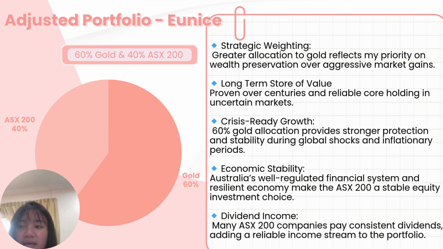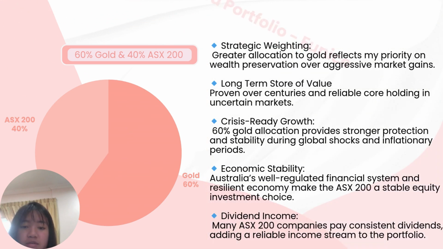Additionally, I've included the ASX 200 in my portfolio. The ASX 200 is a reflection of Australia's stable financial system and resilient economy, which offers security and predictability. Its diversified nature is an important aspect for risk management, crucial for long-term growth. Many companies within the ASX 200 also pay reliable dividends, providing a steady income stream. This helps cushion against unpredictable market returns, allowing me to benefit from both capital appreciation and consistent income generation.